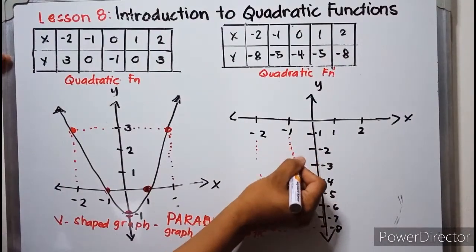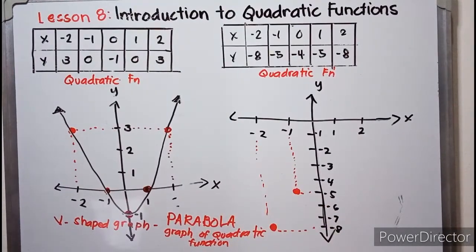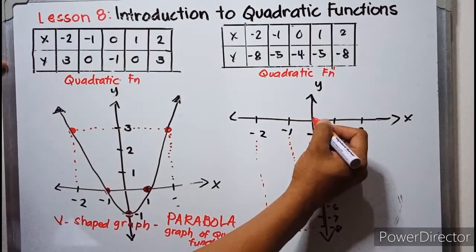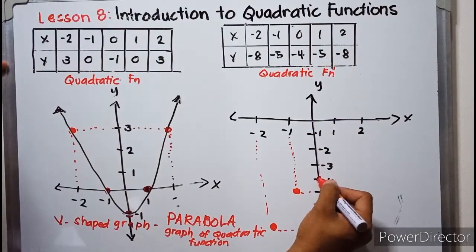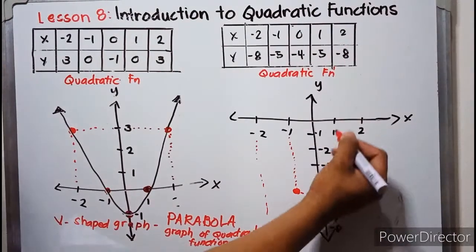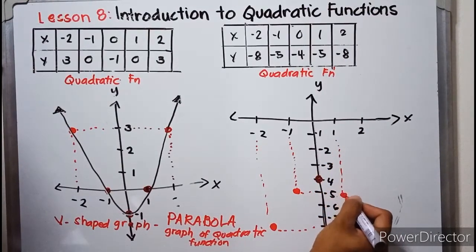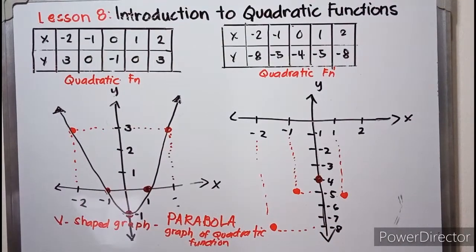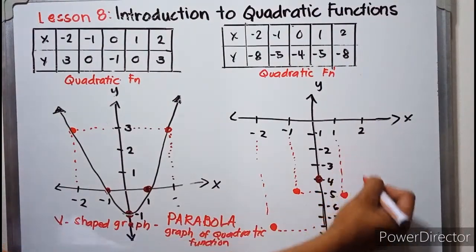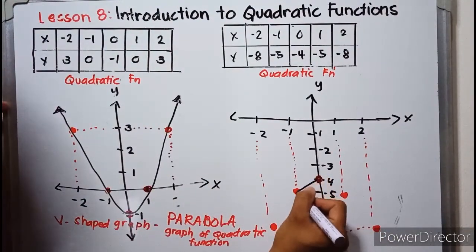So, we have negative 1, then negative 5 this point. Then, we have 0, negative 4. So, x is 0 here. The negative 4, this one. Okay, then 1, negative 5. So our x is 1 and y is negative 5. So at this one. Then 2, negative 8. So x is 2 and y is negative 8 going down. The negative 8, this point. Then we're going to connect the dots.